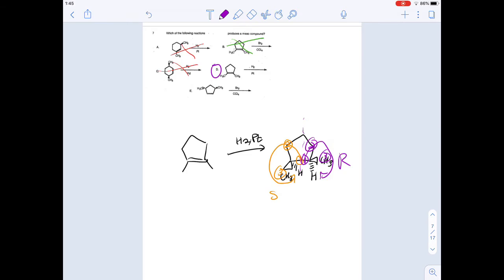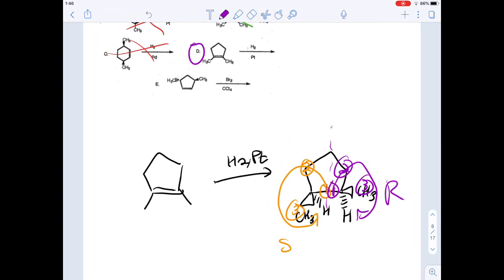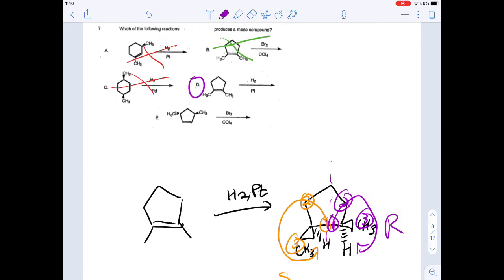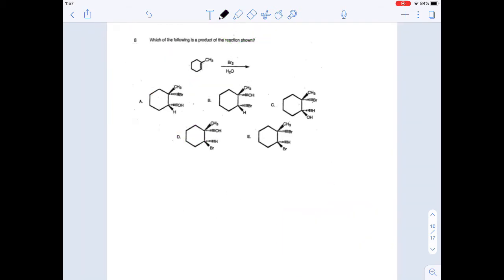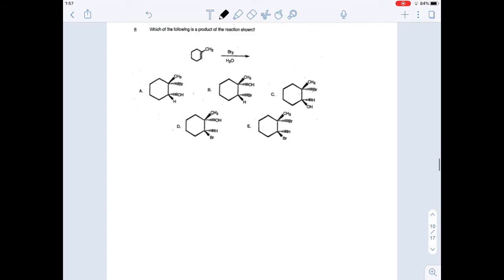If you want to try out E, you can go ahead, but you'll get that one is also not meso. I'm just getting tired of doing all of these now. It's also very repetitive of B, so basically you're just going to have the Brs being anti to each other in this case. It doesn't matter which side. And because you have 4 stereocenters, you pretty much know it's not going to be one of the products that they're going to make you check if it's meso or not, because they only do that with 2. So you're good. Okay, so multiple choice 8 asks, which of the following is the product of the reaction shown?